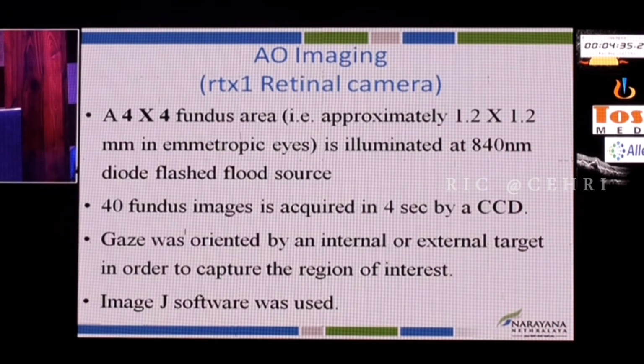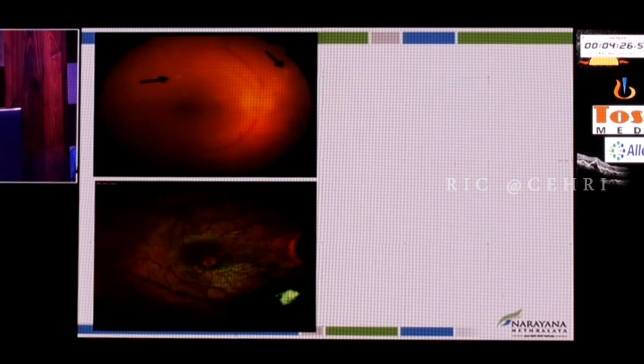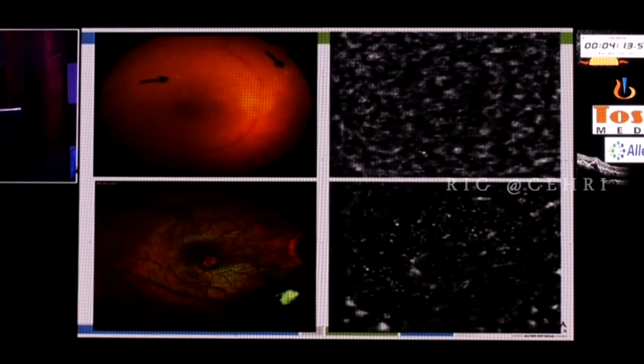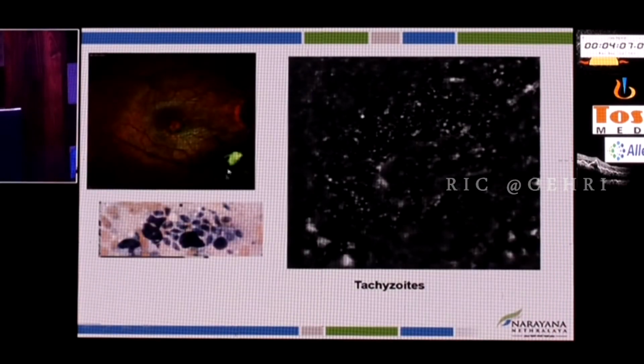We have used a 4x4 fundus area, and 40 fundus images were obtained, and we have used ImageJ software to analyze our cases. Here we see a case example. You can see a tiny multifocal retinitis in this case, and here again a case of retinitis. Let's see what adaptive optics gives us. This is the different cone cell count and the pattern we are seeing.